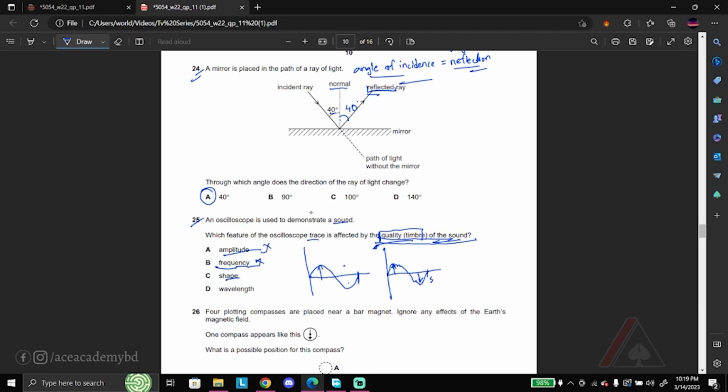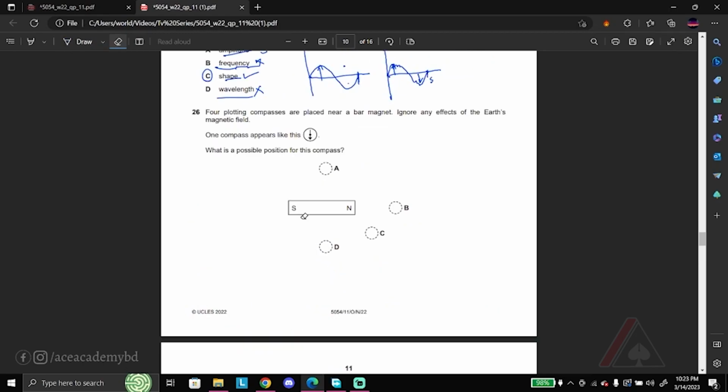Now shape, and I've been constantly using the term shape. Yes, the shape of the wave did change. So this could be a viable answer. Wavelength is the distance between several points in a wave, and it remains the same as well. So this is also a wrong answer. So C is a correct answer.